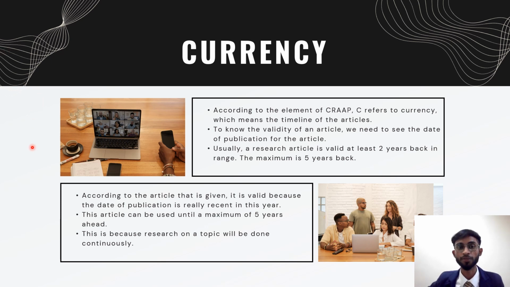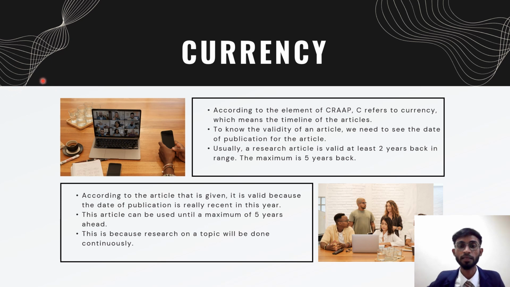Based on the research article by Everyday Health, it is a valid article because the date of publication is really recent, in this year. Why do I say it is recent? Because it has been published recently, and this article can be used until a maximum of 5 years. And it has been recently reviewed, on 16th October 2023.